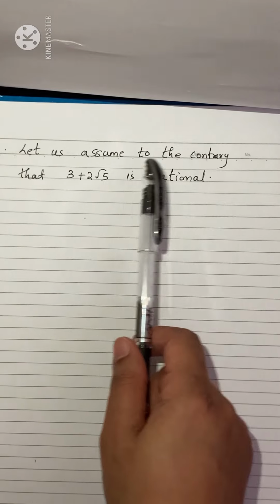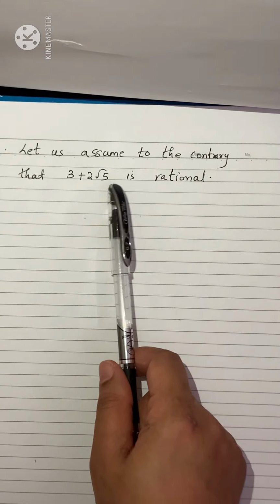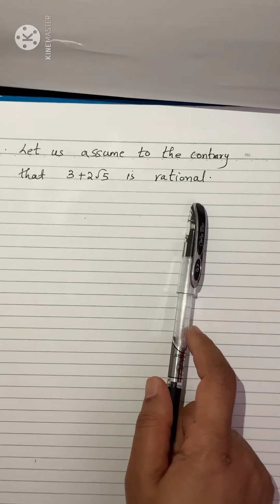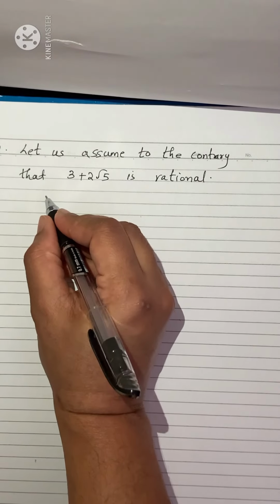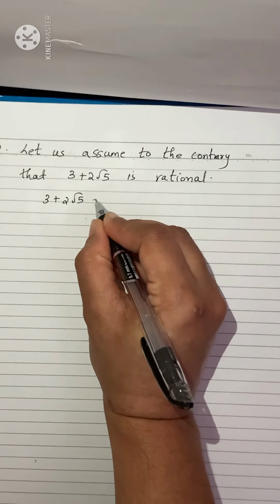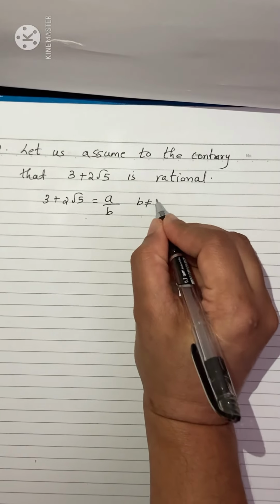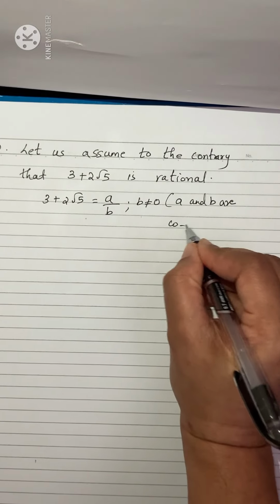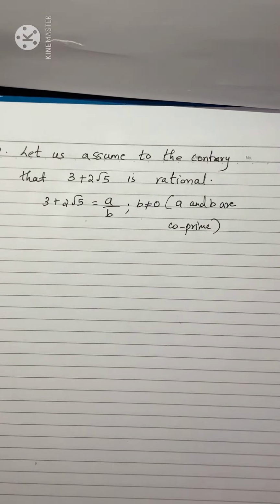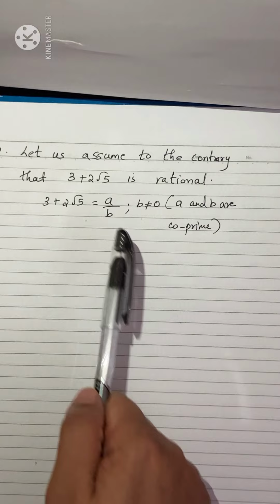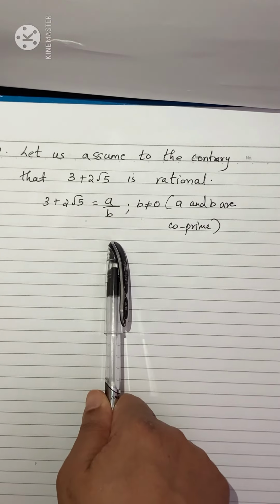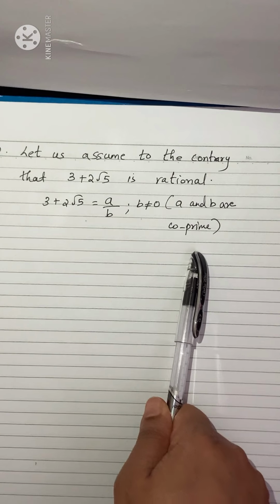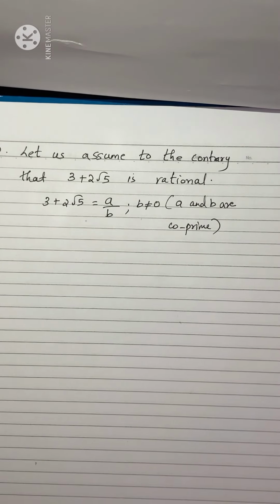Now here we have to assume to the contrary that 3 plus 2 root 5 is rational, and we know that a rational number can be expressed in the form p by q, and when we simplify p by q, we can write it as a by b, where b not equal to 0, and a and b are co-prime. What we did in the last question, same like that, I am avoiding that p by q step and writing a by b. This is the simplest form, and a and b are co-prime. That means they don't have any common factor.